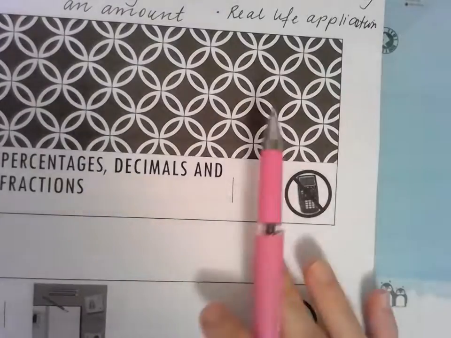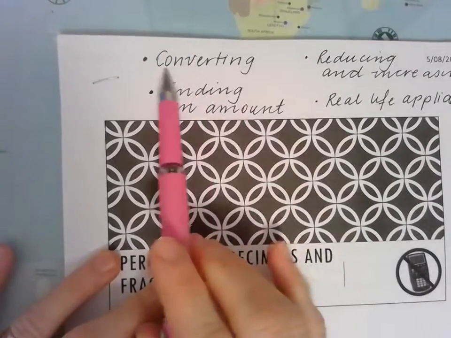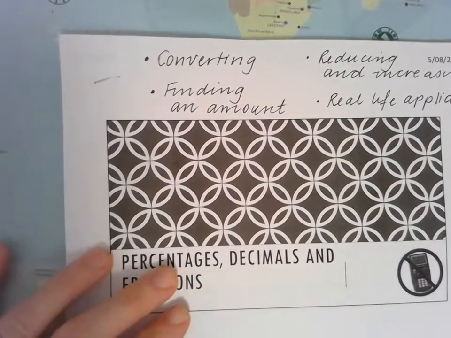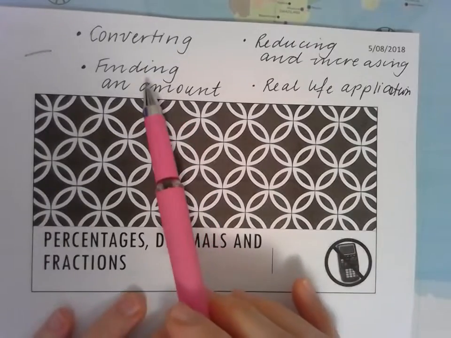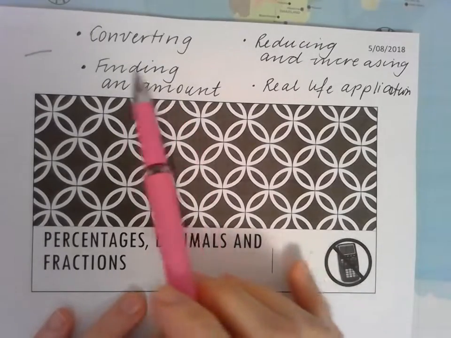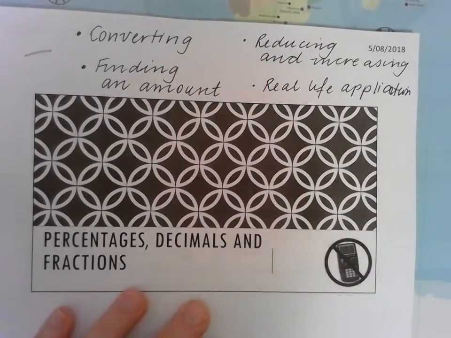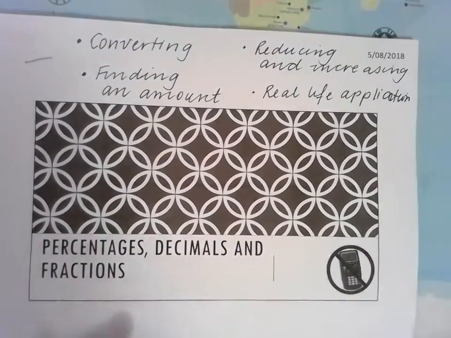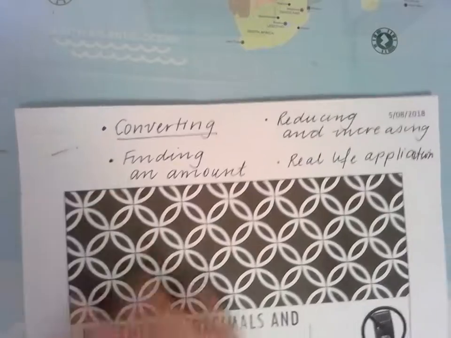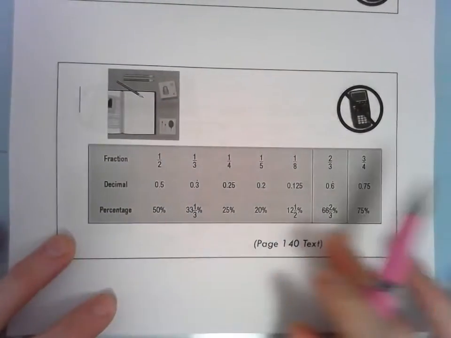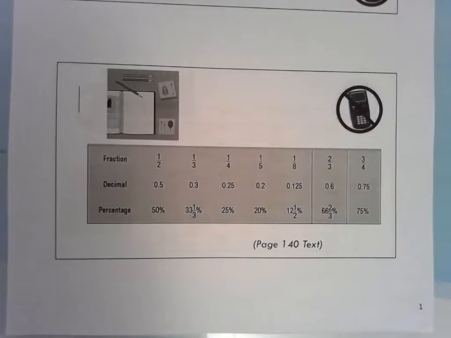This first video will just go through the converting of percentages, decimals and fractions. I'll make another video or two to go through finding an amount, reducing and increasing, and some real life applications from our PowerPoints. So we will just concentrate on converting initially. Just a reminder that your conversions table is on page 140 of your textbook.